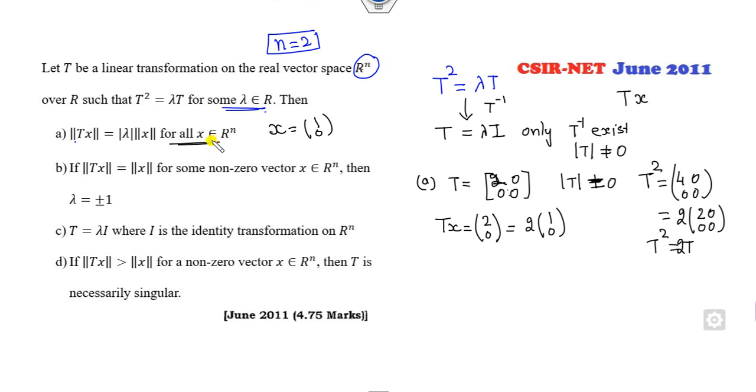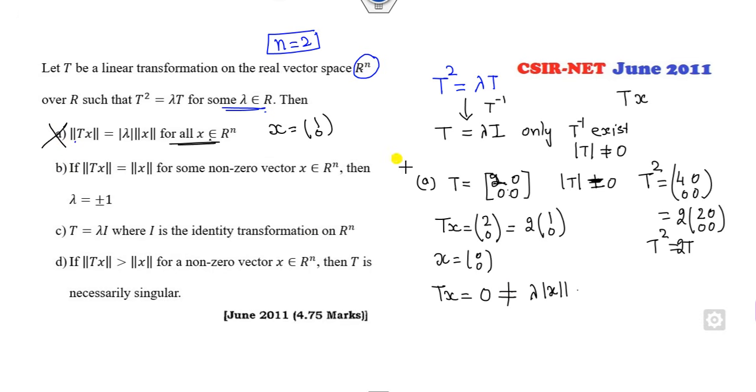Okay. For all x, he said for all x. So if I simply take x as 0, 0, fine, what will happen to Tx? It is 0, but it is not equal to lambda times x. Fine. So what is the meaning of that? This option is cancelled because you can get this.